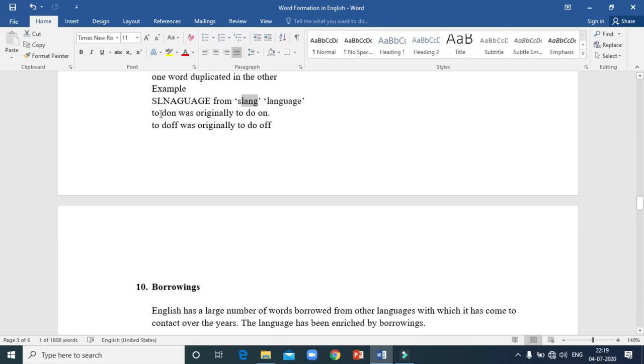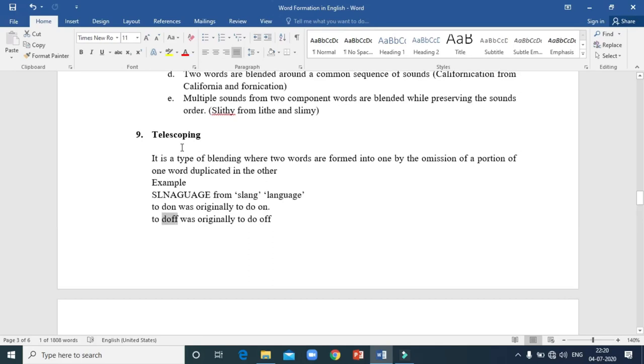Again, to don means to put on some dress or something. Earlier it was to do on, but what happens in do on? It has this common letter O, so it was brought together and became a new word, to don. Again, to doff means to take off something. So it was to do off, and the common, duplicated letter was O. So that was dropped and this was brought together as a word, to doff. So that is the example of telescoping. It is a kind of blending. A new word is formed by omission of a portion of one word duplicated in another.